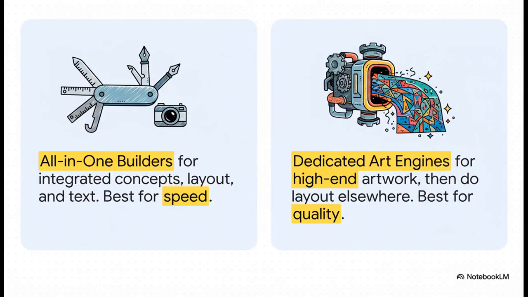So really, your options boil down to two main camps. On one side, you've got the all-in-one builders. Think of these as the Swiss Army knives. They do everything in one place, which is awesome for speed. On the other side, you have the dedicated art engines. These are like specialized surgical tools. They create absolutely stunning, unique art, but you'll have to take that art somewhere else to finish the job.